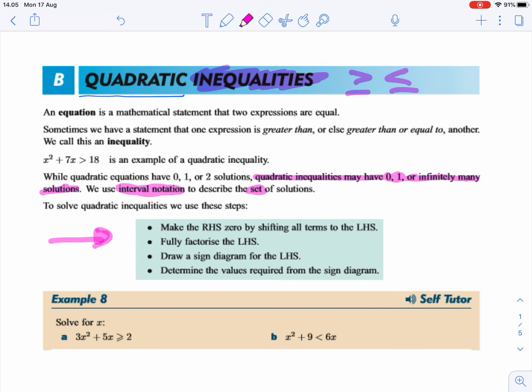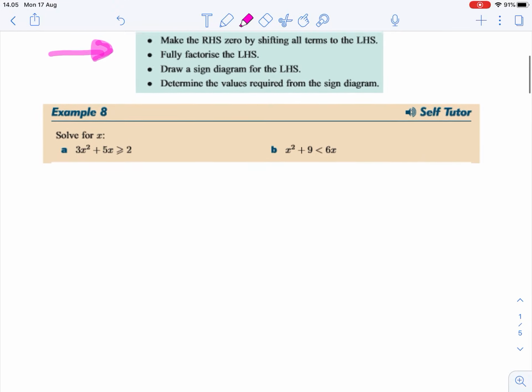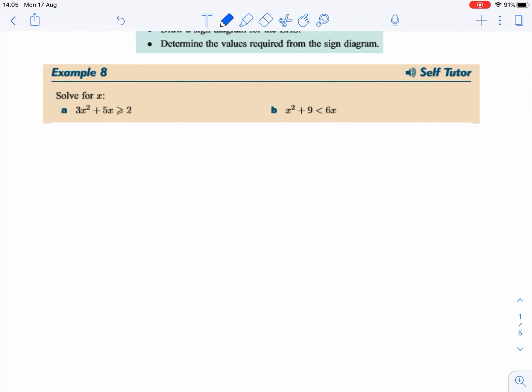Here's a set of steps that'll help you through this. You can pause it and write them down if you'd like to. I'm not going to go over them in this video. All right, let's look at the first example.